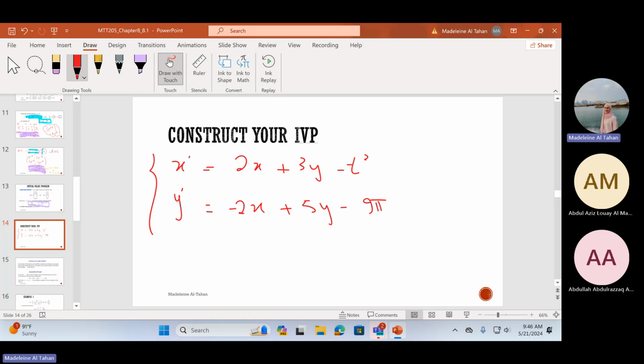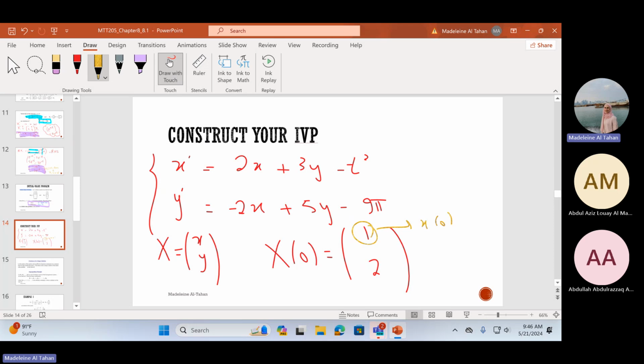To make it an initial value problem, if I'm writing x equal xy, where do you want the initial value to be? x0. Okay, x at 0. What do you want it at 0 to be? 1. It means that x0, this one is the first variable at 0, and this one is the second variable at 0. Is it necessary to take the initial value at 0? Of course not. We can take it at 1, at 2, at 0.5, any value that we want.